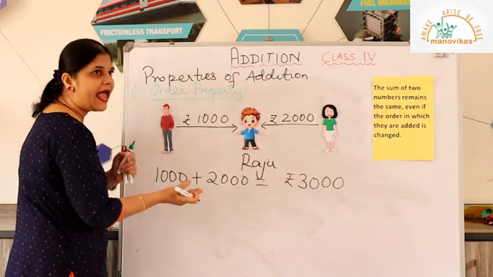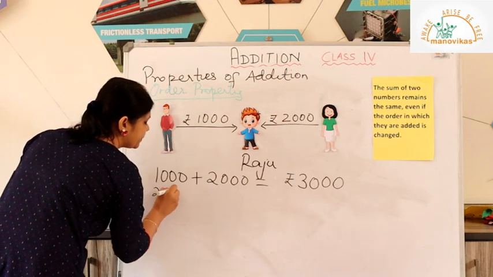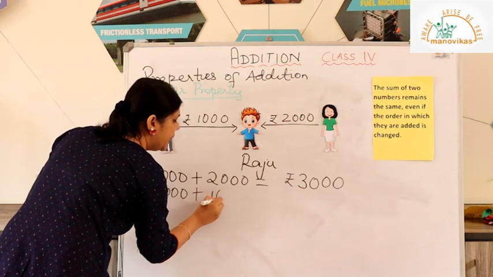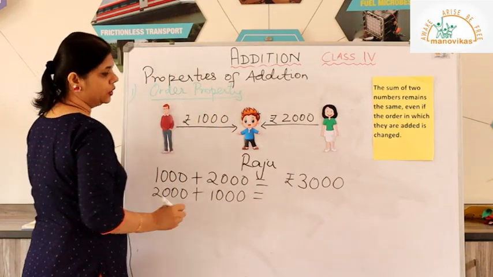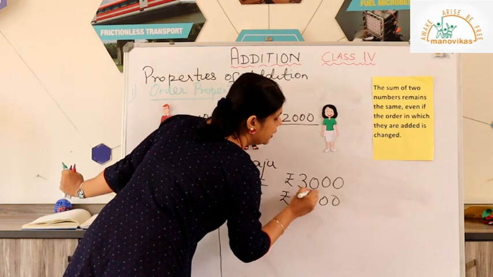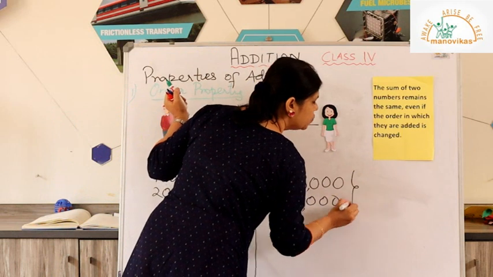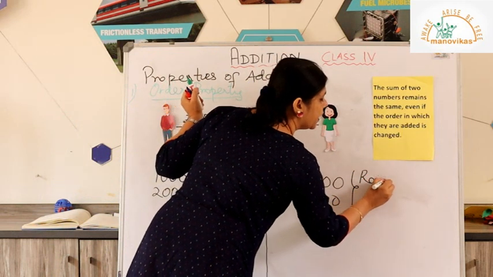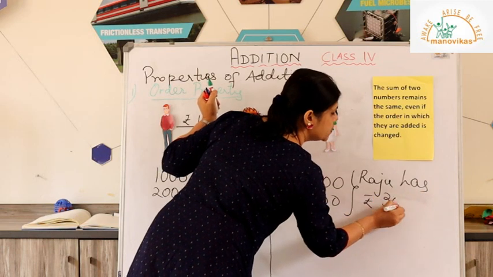Now, we will add the other way round. Money given by the mother plus money given by father. How much will it total to? Rupees 3000. Right? Now, in both the cases, you will see that Raju has how much money? Raju has rupees 3000.